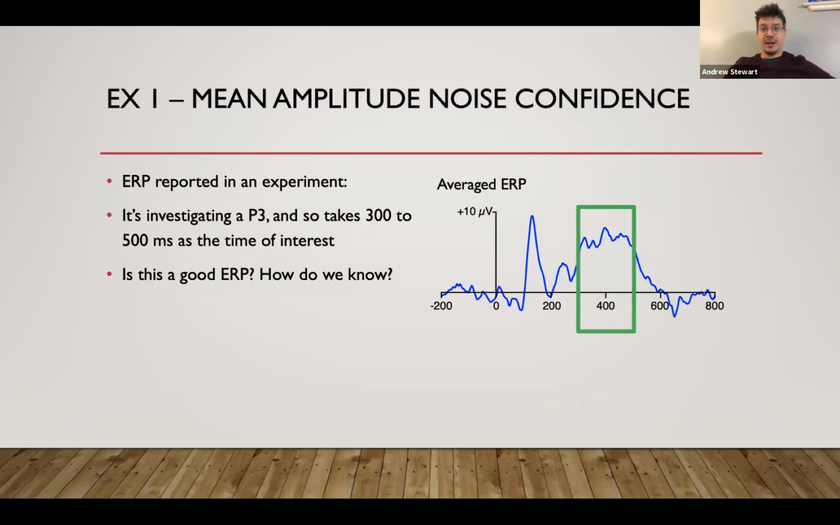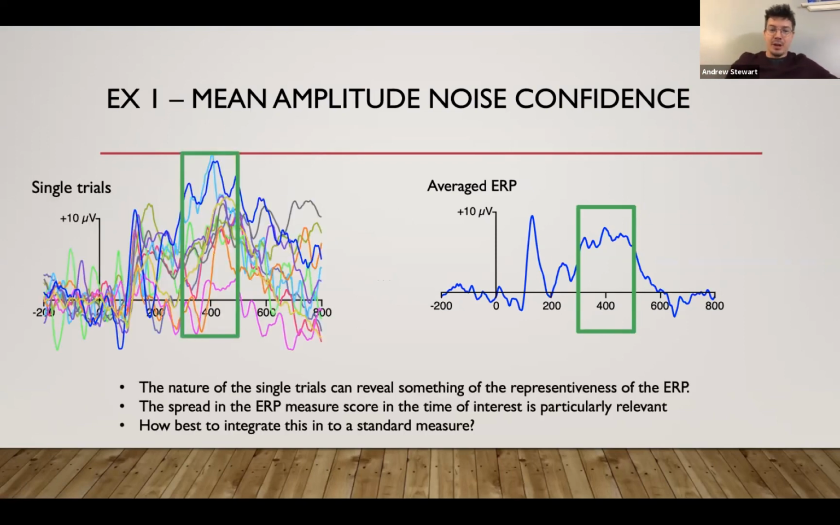But as I think you would agree, if you look at the single trials, you can get something of the representativeness of this ERP. There's something in the spread here where each single trial I've shown in a different color, where these 12 epochs average together to produce this ERP. The time period that you're interested in can go into this measure.